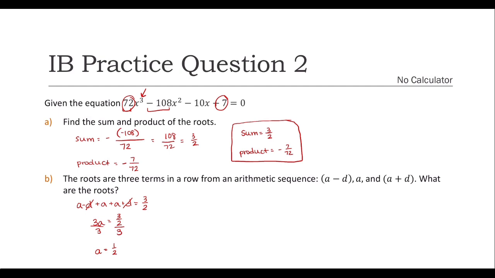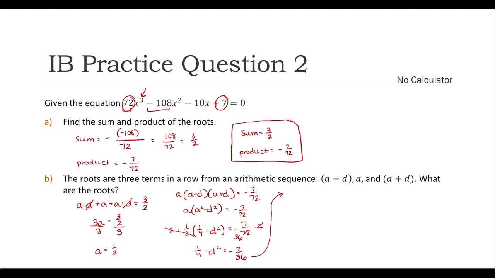Next, we'll deal with our product. So our a times a minus d times a plus d should equal our product, which is negative 7 over 72. Our a minus d times a plus d becomes a squared minus d squared. That times a equals negative 7 over 72. We'll plug in a. So we have 1/2 times 1/2 squared, so 1/4, minus d squared equals negative 7 over 72. We'll multiply both sides by 2. So we'll get that 1/4 minus d squared equals negative 7 over 36.